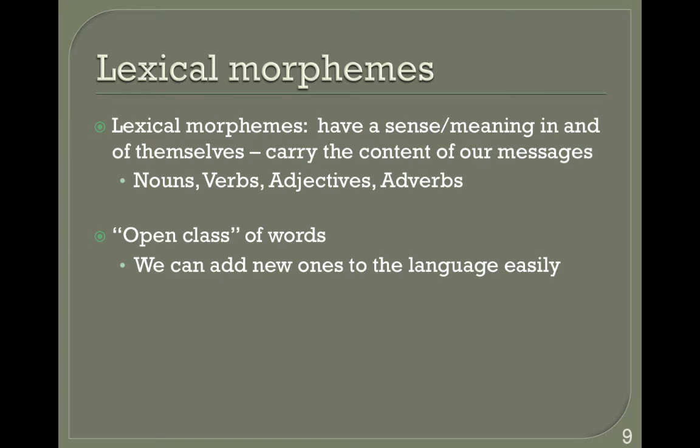Lexical morphemes, as I stated just now, have meaning in themselves and carry the content. They're sort of the motor of our message machines. And this is called an open class of words. So this means that we can come up with new ones of these, as we showed in the first part of this lecture, that we're doing this all the time. So when we come up with new words, those would always be in the category of open class or lexical morphemes.